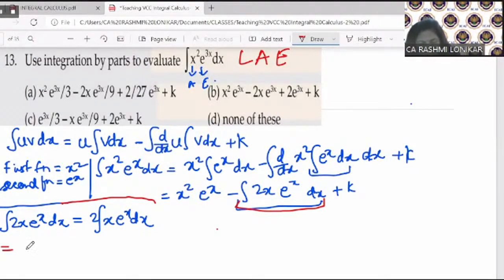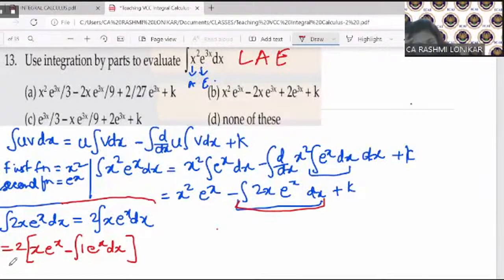This will be equal to 2 into bracket first function into integral of second function. Here again I have to see whether the rule LIATE is being followed. Yes, it is being followed. So first function into integration of e raised to x is how much? e raised to x, minus integral of, what is the derivative of the first function x? It will be 1. And what is the integral of e raised to x? It will be e raised to x dx.